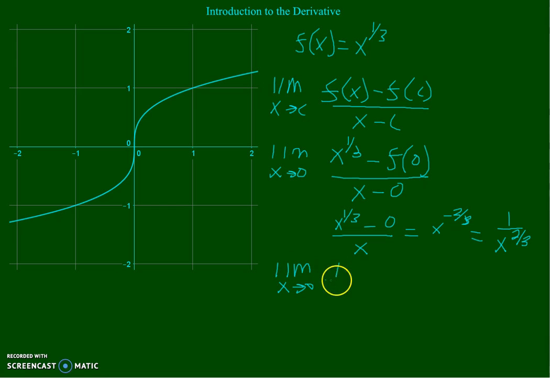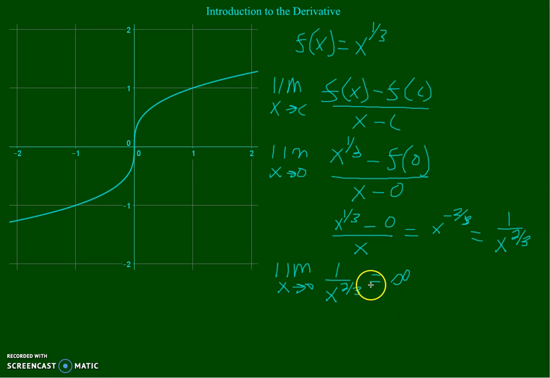Of 1 over x to the 2/3. Now if we evaluate this limit, there's really no simplification that we can do here. And the only alternative is to let x go to 0. And as x goes to 0, either from the left or from the right, it doesn't really matter. This function is approaching infinity. And so this limit does not exist because it goes to infinity.